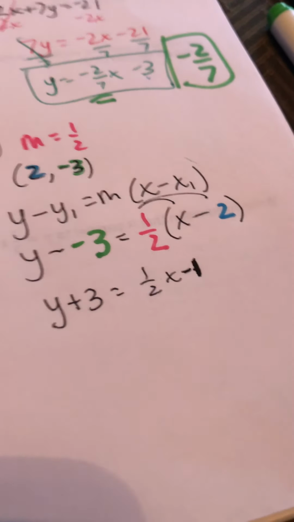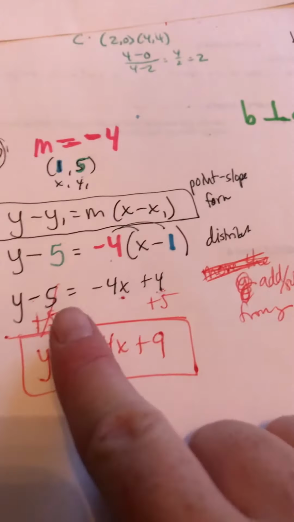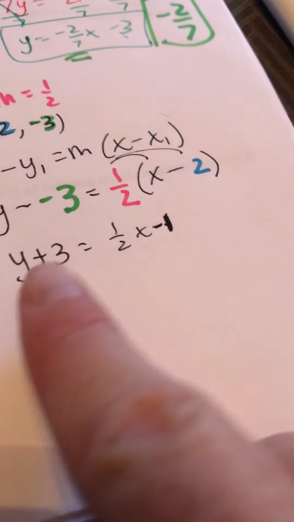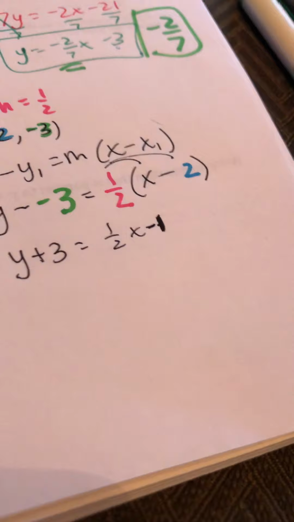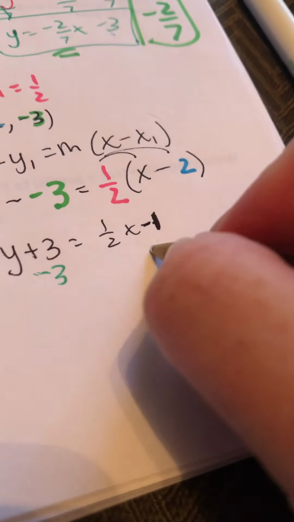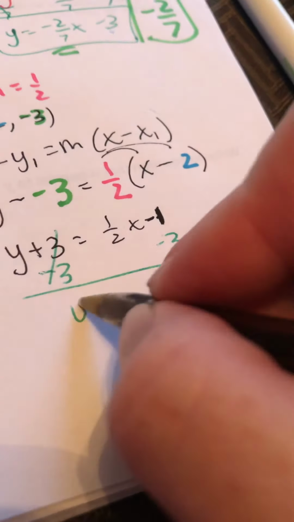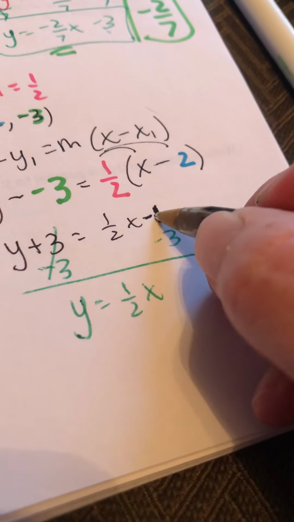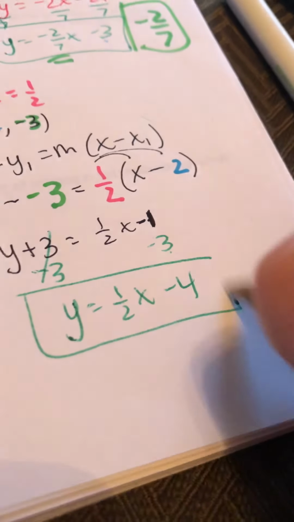Okay, and then like we said, so we distributed, and now we're going to add or subtract from the y. This says y plus 3 this time, so what should we do? We should subtract 3, and again, it's going to go over here to this constant, and so y equals 1/2 x, and negative 1 minus 3 is negative 4.